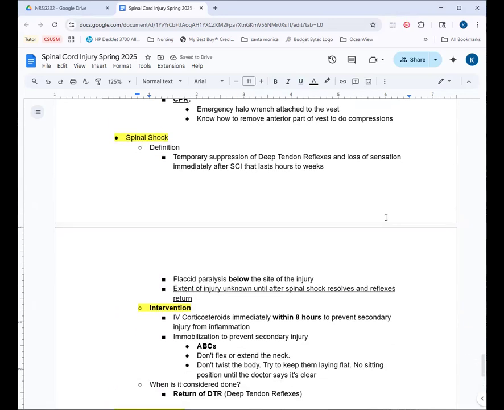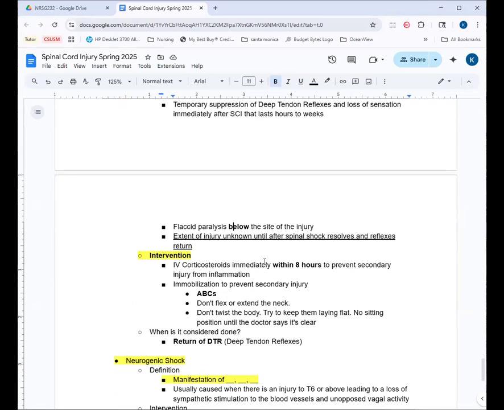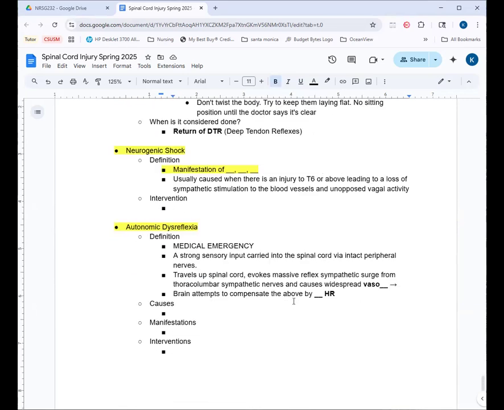It's basically TLDR. We don't know how bad the injury is. They're paralyzed. They don't feel too good. Give roids and keep them still and wait for reflexes to come back. And then we can actually figure out how bad it is. That one's not too bad.